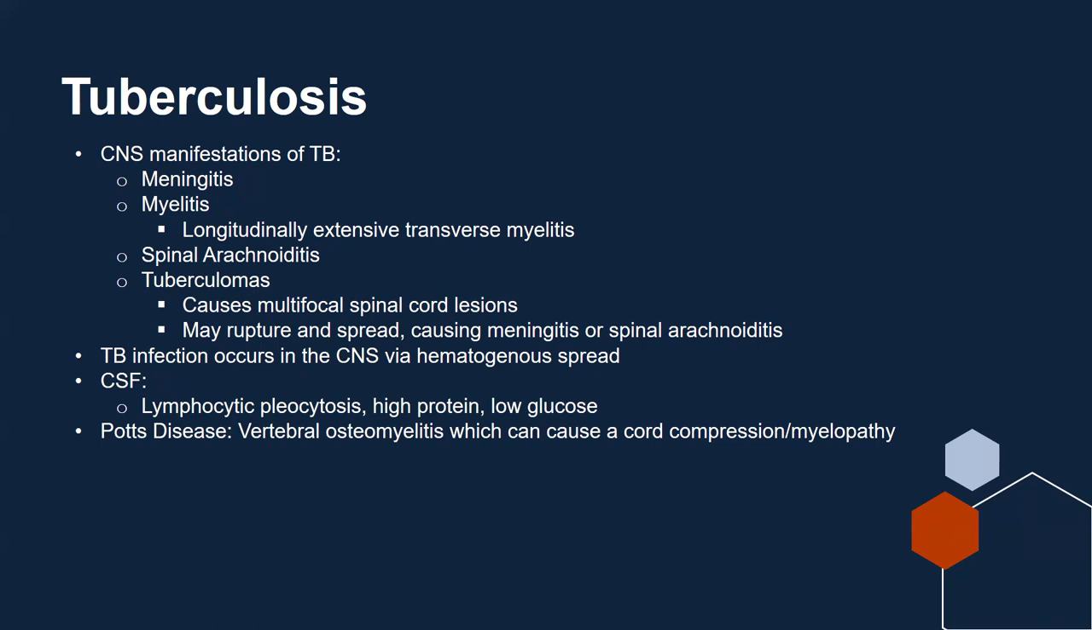But there can also be rupture and spread of TB infection throughout the subarachnoid space, which results in either meningitis or spinal arachnoiditis. TB myelitis can occur and is typically a longitudinally extensive process when it does happen. The CSF of patients with TB typically shows the classic lymphocytic pleocytosis, high protein, low glucose. In addition to direct infection, it can also cause a vertebral osteomyelitis, which causes cord compression or myelopathy, and this is known as Pott's disease.